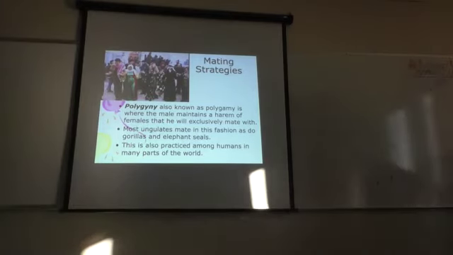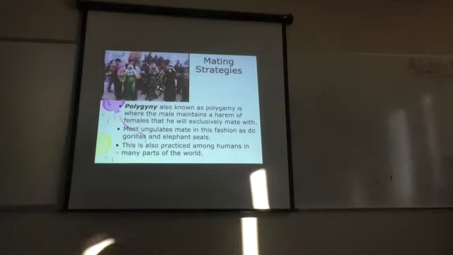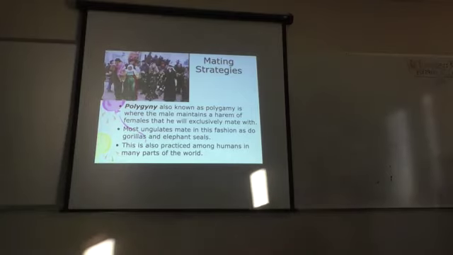Polygyny, also known as polygamy, is where the male maintains a harem of females that he will exclusively mate with. Most ungulates mate in this fashion, as do gorillas and elephant seals. So you'll see a silverback gorilla with several female mates. Seals do the same thing. Elk will try to maintain a harem of females.